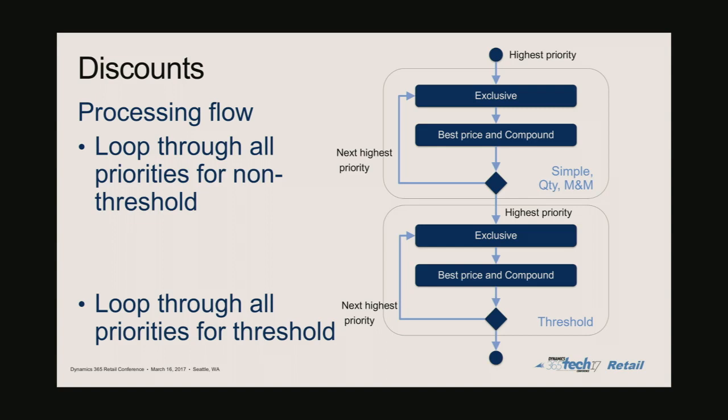So the first box is non-threshold. It's a simple discount, quantity discount, and mix and match. We're doing all of these first, and we're looping through, right? So if I have one item and I have any non-threshold discount, well, if I have an exclusive or best price discount, it gets applied to that item. When we come down to threshold, because that item has an exclusive or best price discount, we're done. We won't apply any threshold discounts.